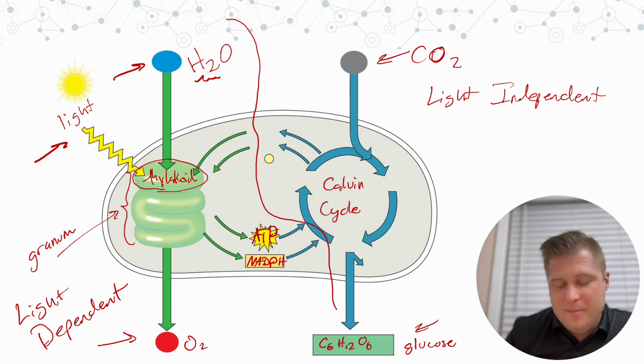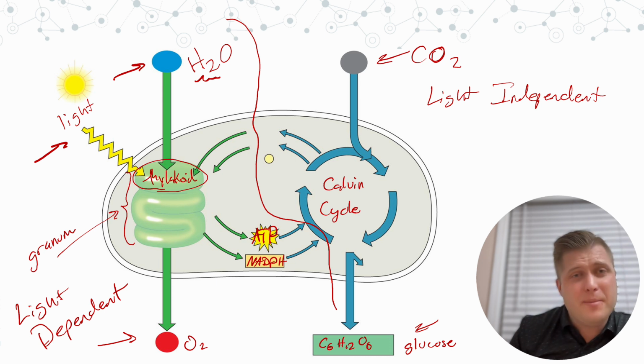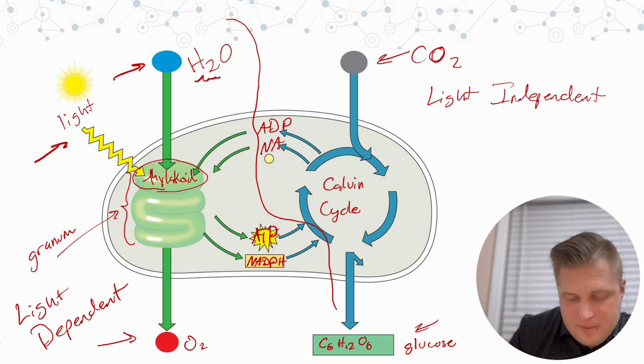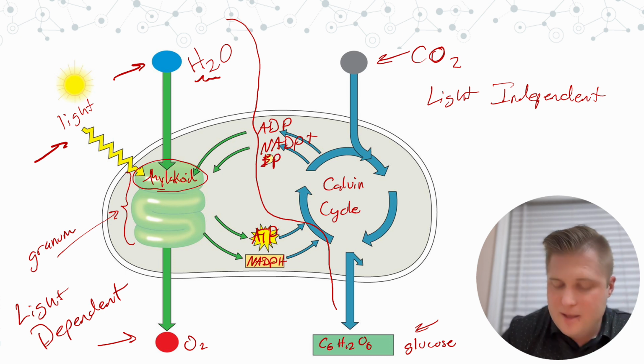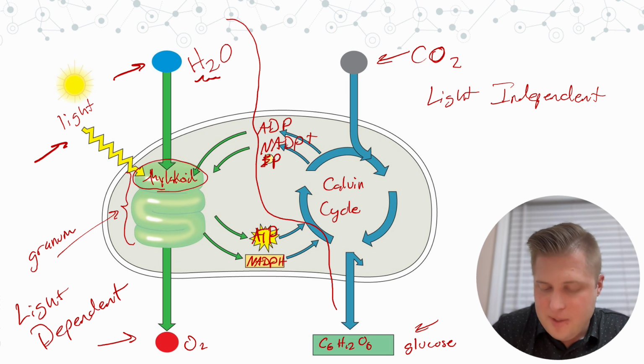The light-independent side is going to use up the power that was in those high energy molecules like ATP and NADPH, and it's going to discharge them. So it turns into ADP and NADP plus, and there's the H that it loses. There's the P that the ADP lost.